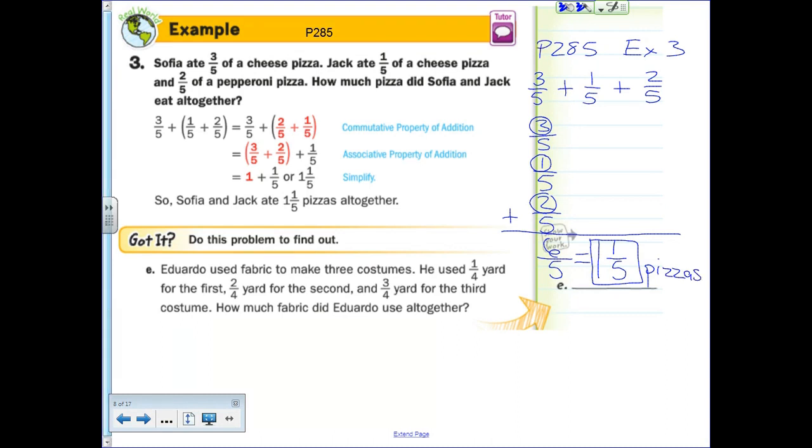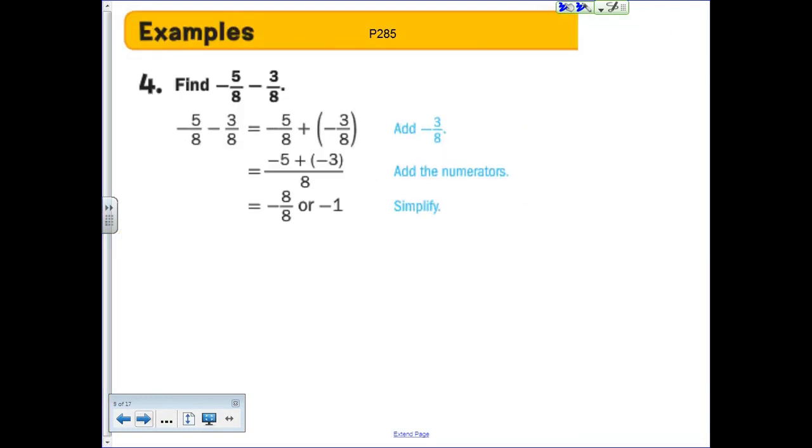Go ahead and do letter E on your own, and we will go over it a little bit later in class. Example number 4 on 285.